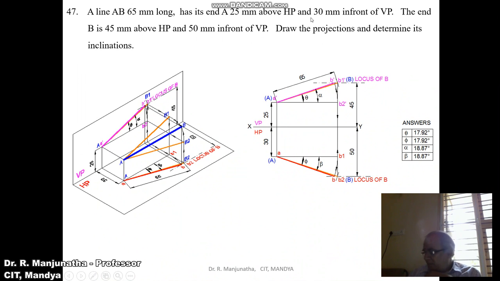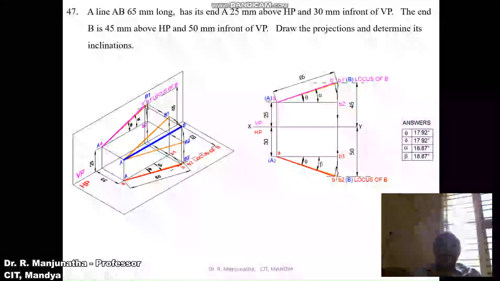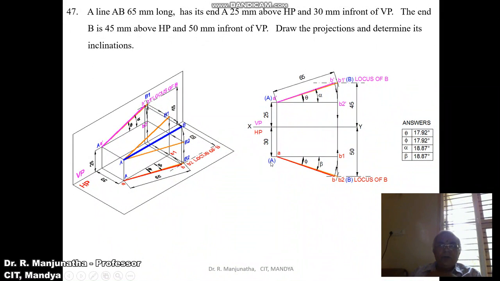And similarly, 30 mm in front of VP. In front of VP can be seen in the horizontal plane. So from the XY line, you measure 30 mm below the XY line and draw a horizontal line. Consider any point and then draw a vertical projector so that it cuts these two lines at A dash and A. You mark this point as capital A, and you also mark this point as capital A.